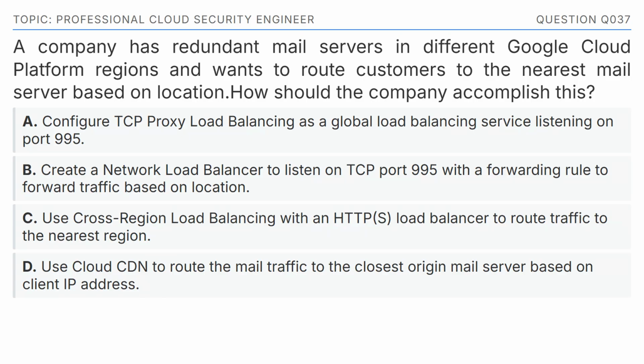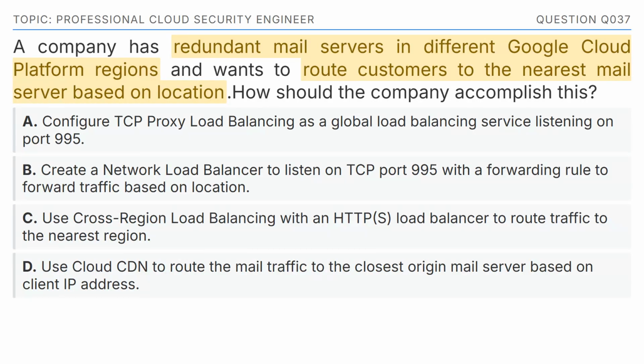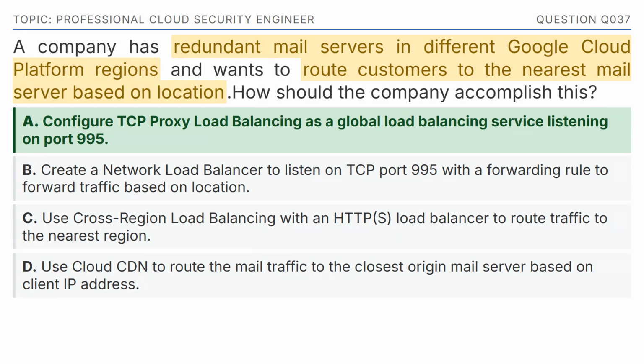To arrive at the correct answer, we focus on the keywords: redundant mail servers in different Google Cloud Platform regions, route customers to the nearest mail server based on location. The correct answer is option A. Configure TCP proxy load balancing as a global load balancing service listening on port 995.